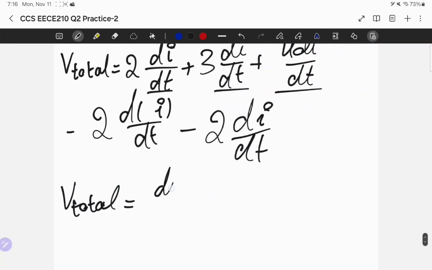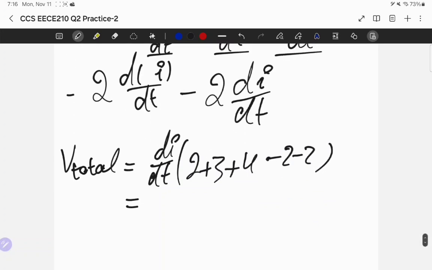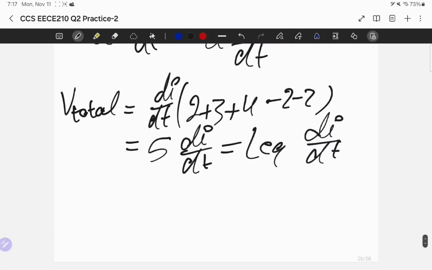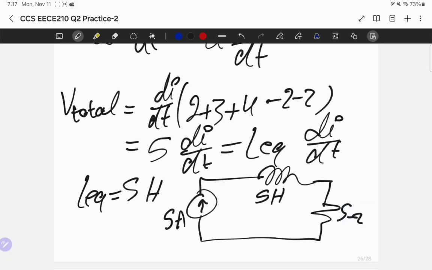Now take di by dt as a common factor, so V total is equal to di by dt times 2 plus 3 plus 4 minus 2, so 5 di by dt, which is equivalent to saying L equivalent di by dt. So by comparison, L equivalent is 5 Henry. So my circuit becomes this, 5 amperes. I replace all the mutual inductances with 5 Henry, and a resistor which is 5 ohms.